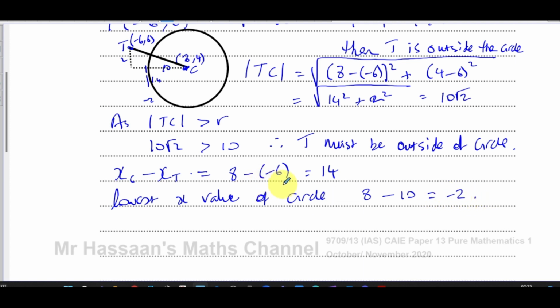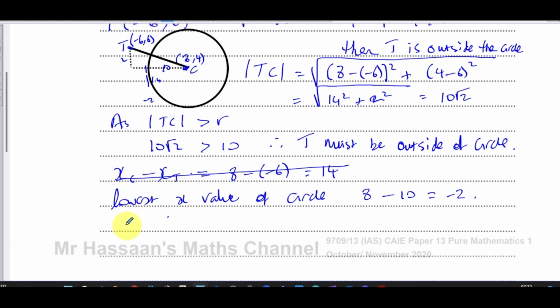Okay, so we can see here that basically t has coordinates. The x coordinate of t is equal to minus 6, which is less than the lowest value. So we don't actually have to mention this part at all. We can mention the lowest x value of the circle is 8 minus 10, which is minus 2. That's the lowest x coordinate of the circle. And we can see that the x coordinate of the point t is negative 6.